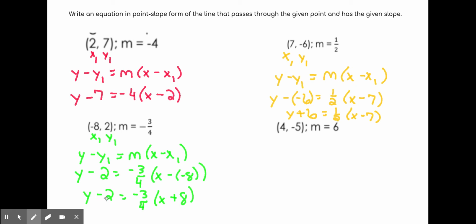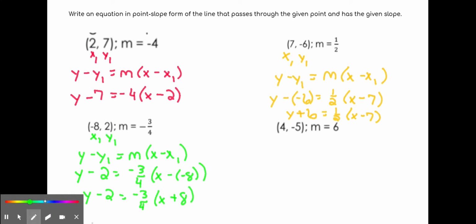Did you get y minus 2 equals -3/4 times x plus 8? So y minus y1 equals m times x minus x1. And since x1 is -8, x minus a -8 became x plus 8.